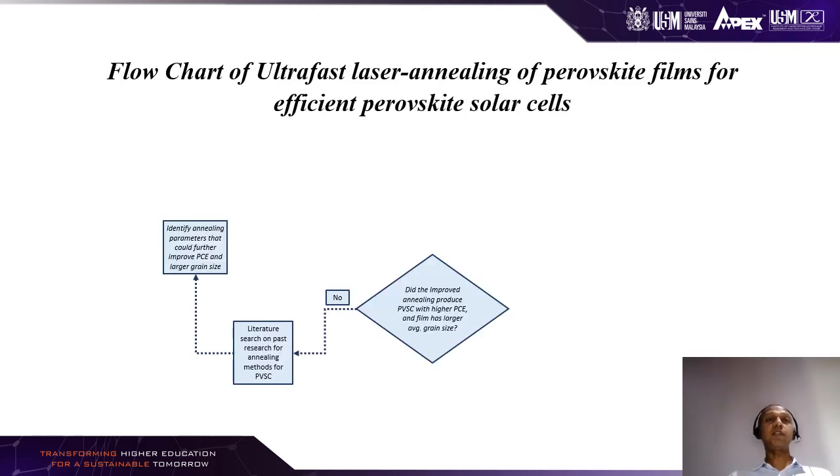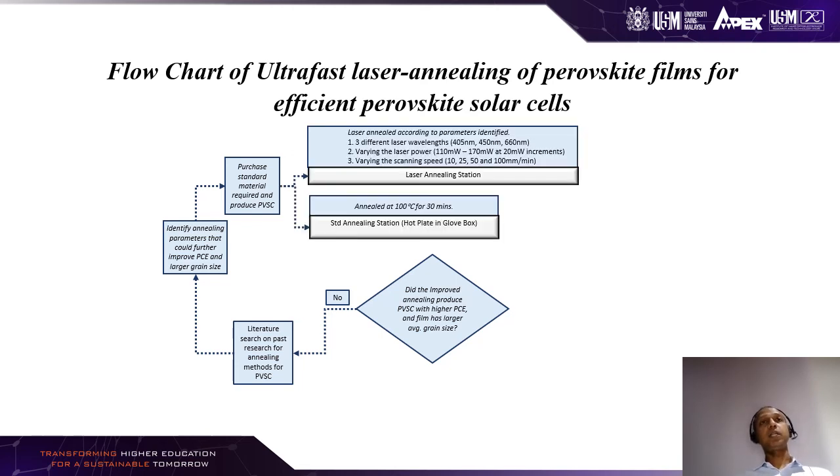Now, this is the flow chart of my second literature, which is the ultra-fast laser annealing. So did the improved annealing produce a PVSC with higher PCE? And did the film have larger average grain sizes? If it is no, then we go through the literature search to find out what techniques were done before in terms of laser. And then we identify the annealing parameters that could further improve the PCE and provide larger grain sizes. After which, we purchase the standard material required and we produce the PVSC.